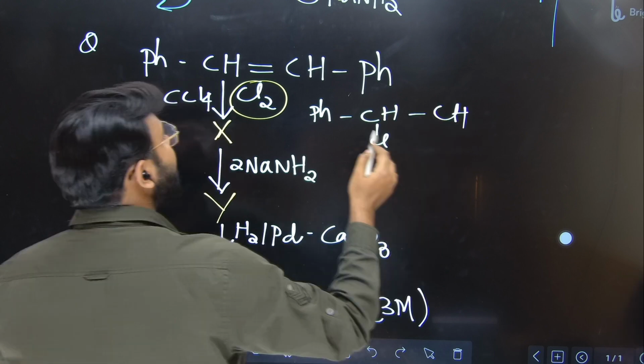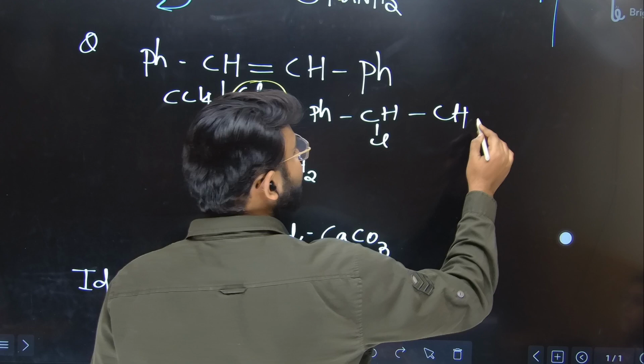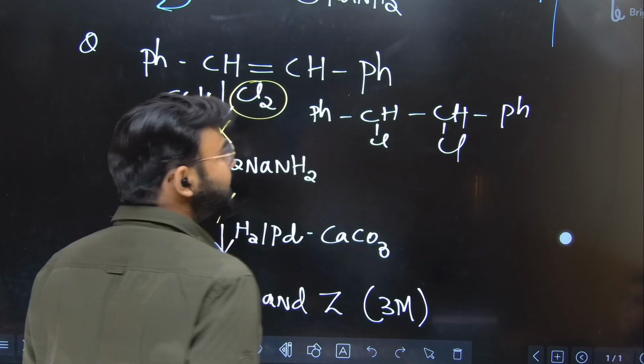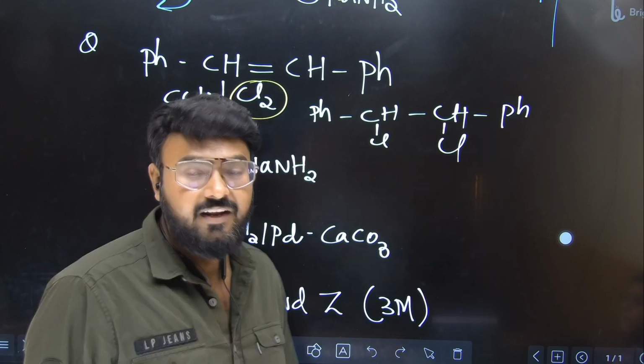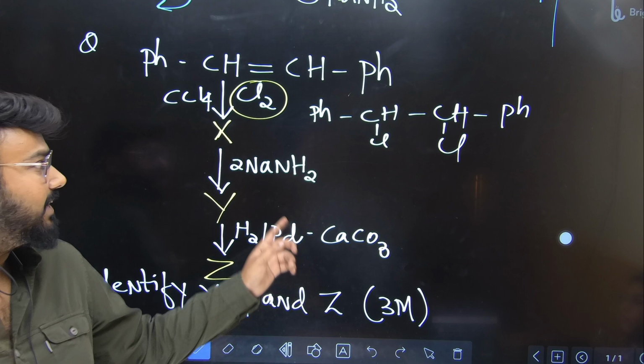Now the double bond will reduce to single bond because when you are adding, carbon cannot have more than 4 bonds, right? So the double bond will get reduced. Now here we get PhCH and here we'll add another Cl, guys. Okay, now we have got the X. Now see, remember there is no alcoholic KOH. It's direct NaNH2. It is a direct NaNH2.